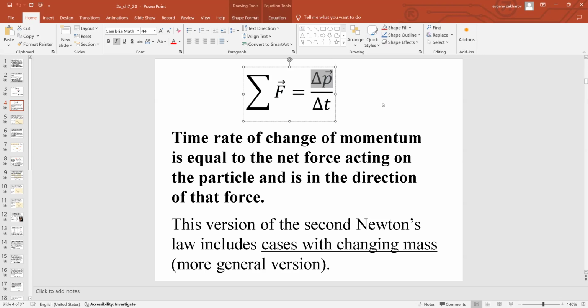Once again, be careful. It's not the momentum itself. It's not the initial momentum. It's not the final momentum. It's the delta. Delta is the change. Final take away initial.